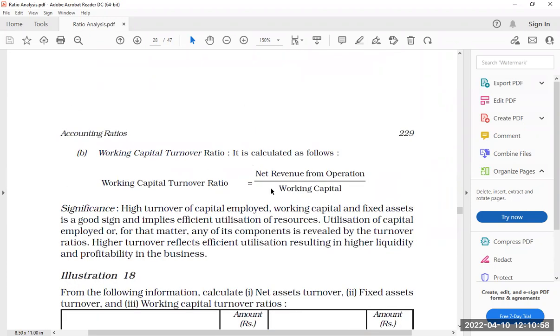Working capital turnover ratio. Same logic. What is my sales for each and every 1 rupee of working capital invested in the company? What is working capital? Current asset minus current liability is called net working capital. The total of current assets is called gross working capital. For each 1 rupee of working capital invested in the company, what sales is the company able to achieve? That is measured by the working capital turnover ratio. The formula is sales divided by working capital. Also the same logic: the higher the ratio, the higher the number of times, the better the efficiency of the company.